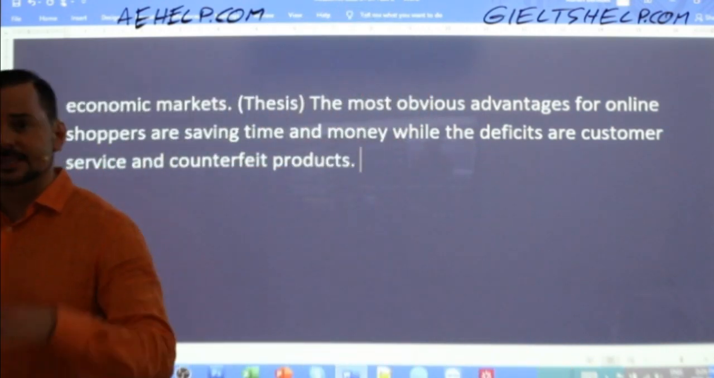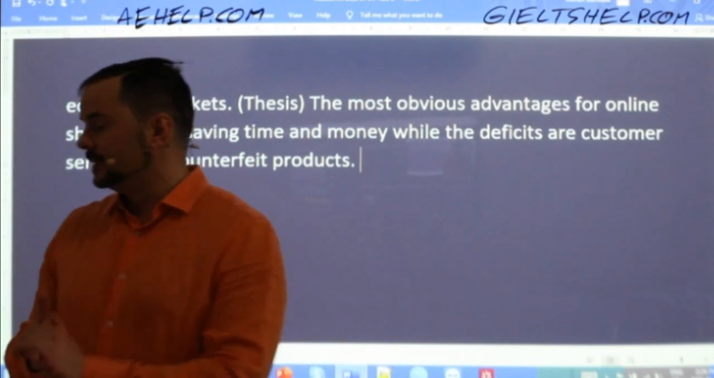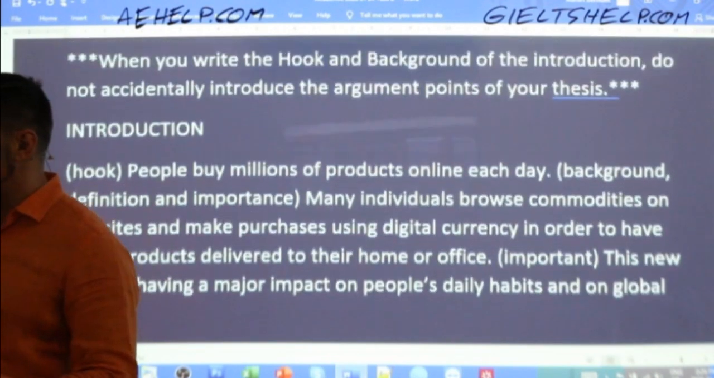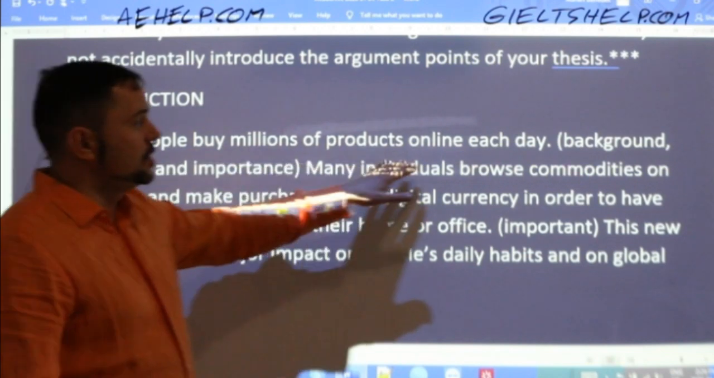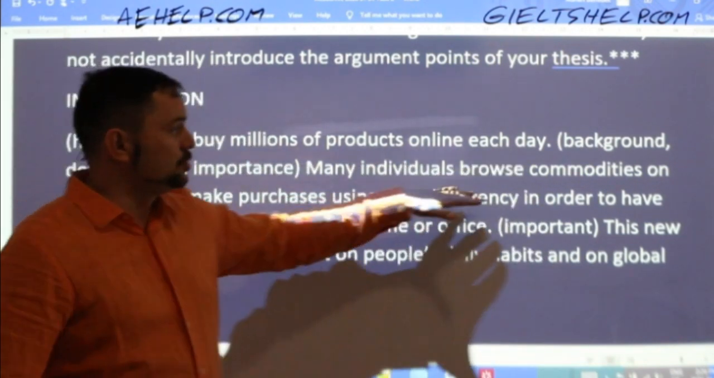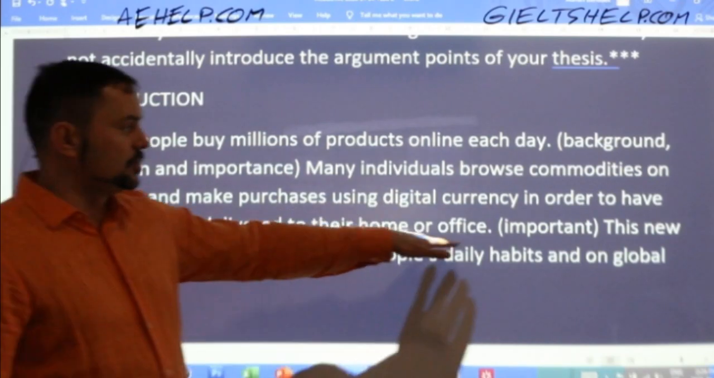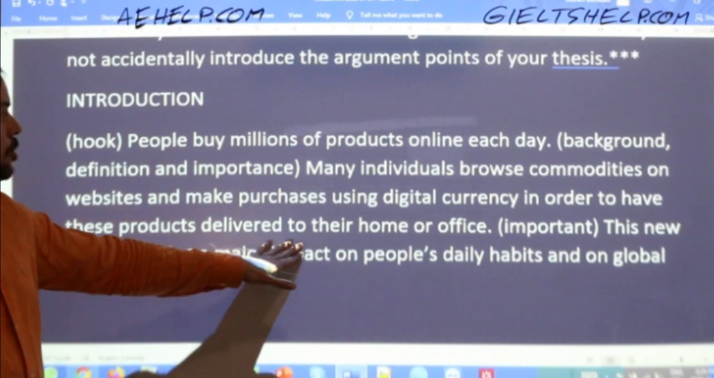Students, I see some more thesis statements coming up. I'm sorry I can't get to all of them today, but I do see that there are some good ones. One more time, this is the introductory paragraph. People buy millions of products online each day. Many individuals browse commodities on websites and make purchases using digital currency in order to have these products delivered to their home or office.